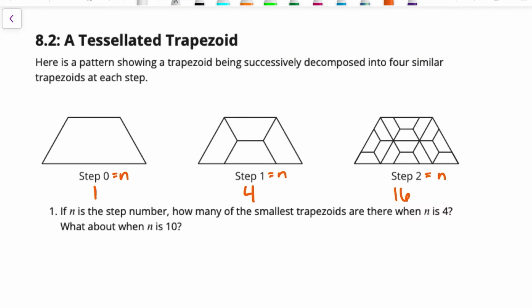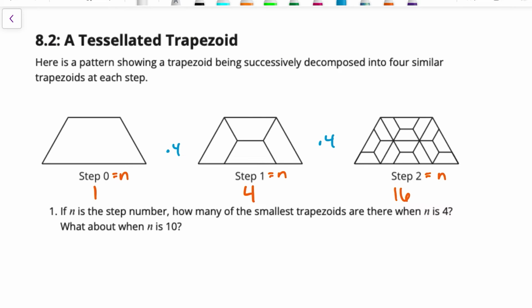So we can actually set up an equation for this because if you notice, we do have our initial value. And what is the pattern here? We are multiplying by 4 every time. So we have a constant ratio of 4.